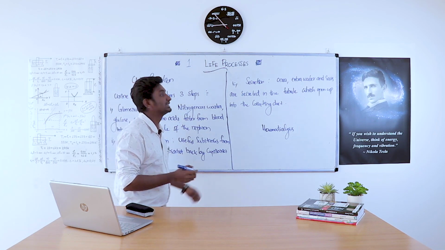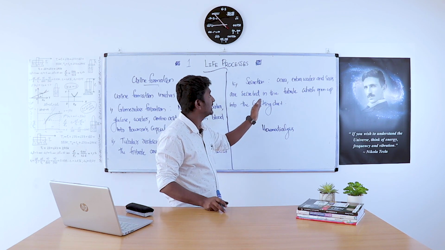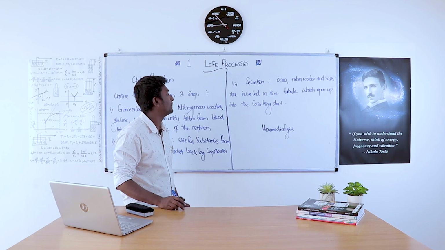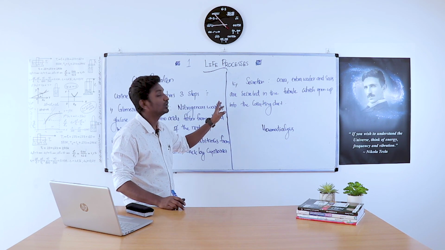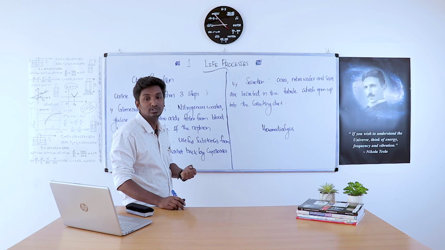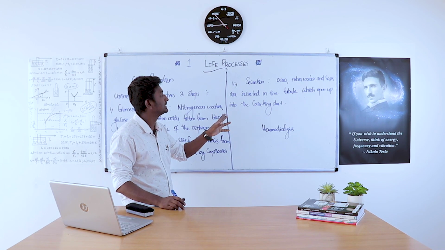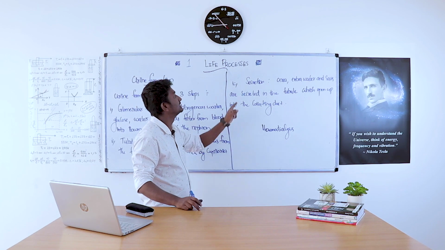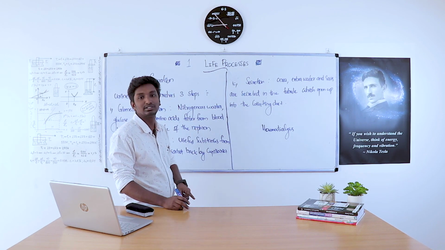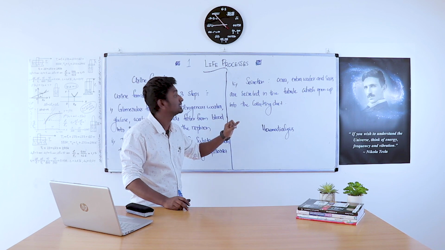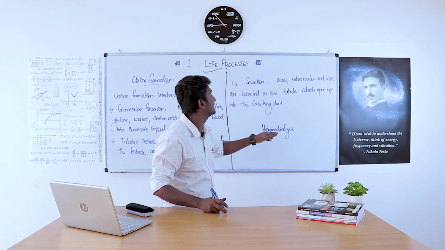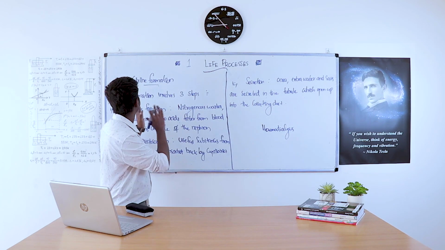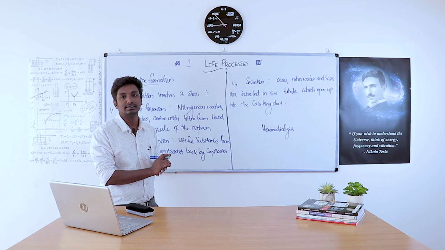The third step is secretion. Urea, extra water and salts are secreted in the tubule, which opens up into the collecting duct. After reabsorbing the useful things, the remaining is excreted as urine. So urine contains urea, extra water and salts. This is the formation of urine in the kidneys.